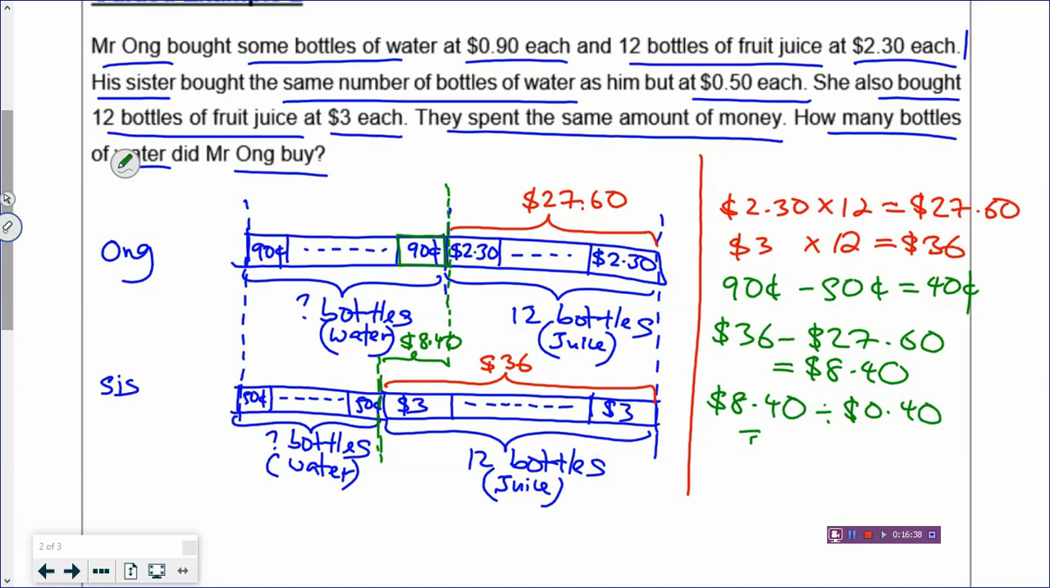So I will give 40 cents to 50 cents. So how many times must I give? $8.40 divided by 40 cents, I have to give 21 times, which means that how many bottles of water will get 40 cents more? Answer, 21 bottles. So Mr. Ong bought 21 bottles of water, and the sister also bought the same number of bottles.